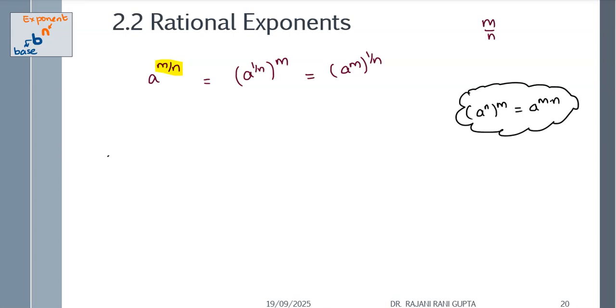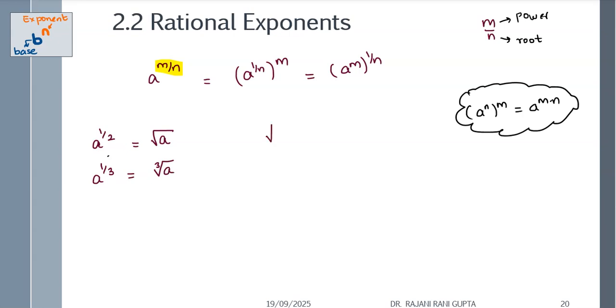So the number in the numerator, m, represents the power, and the number in the denominator represents a root. Okay, for instance, suppose I write a power 1 by 2. It means the second root, or you can say the square root of a. Similarly, if I say a power 1 over 3, it means the cube root of a.